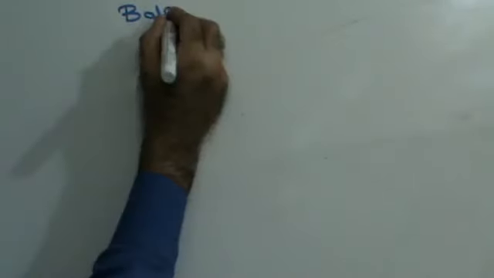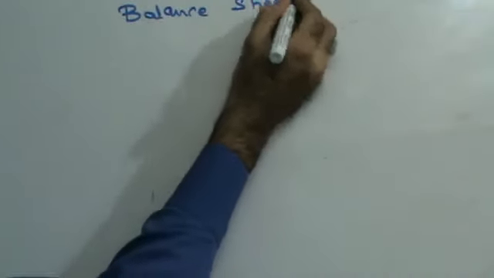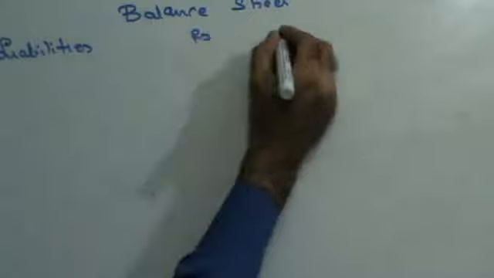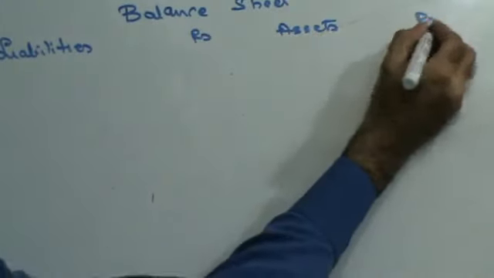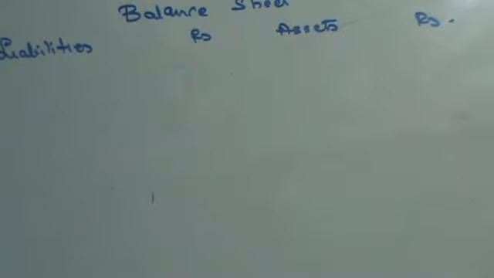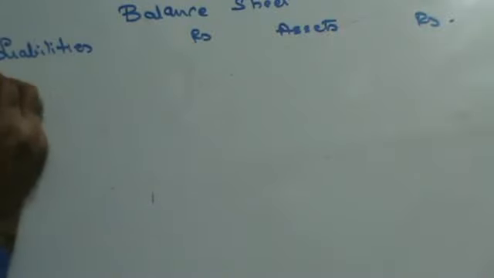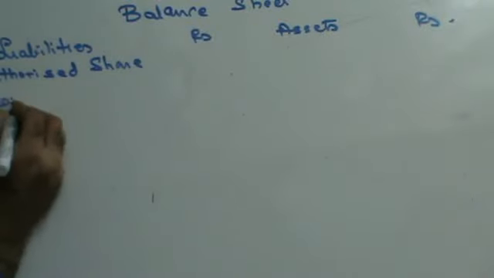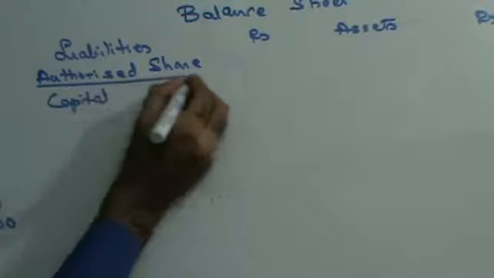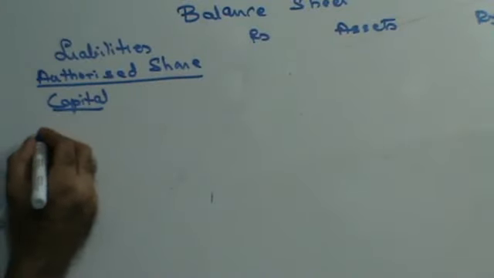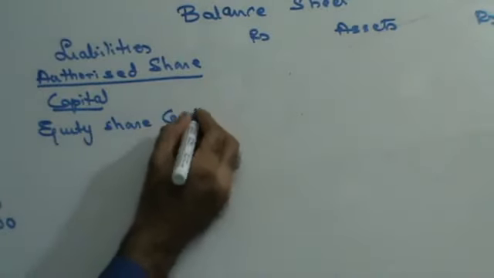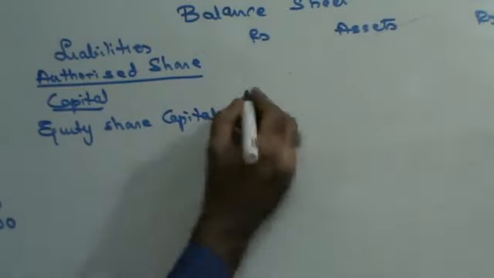Let's see this balance sheet. Liabilities, rupees, assets, rupees. Let's look at the old balance sheet. Authorized share capital. They've given you 1 lakh. You have equity share capital. Equity share capital is given to you as 16 lakhs.